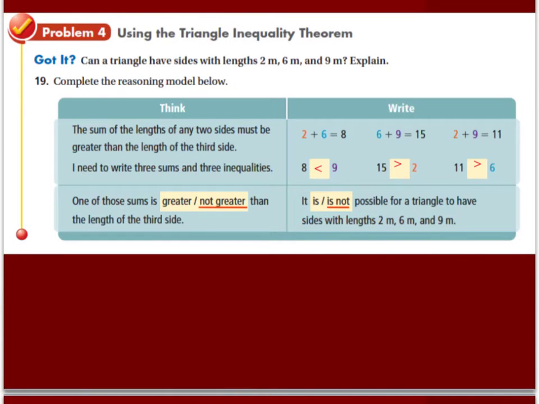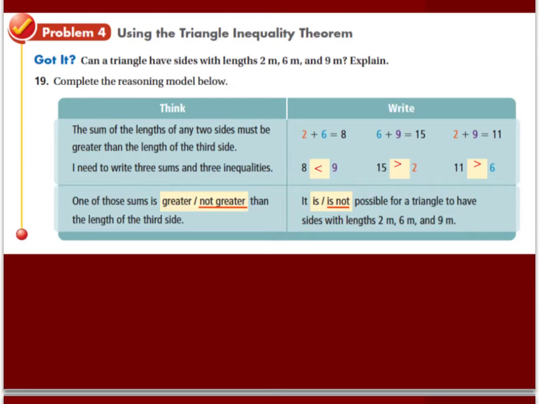So using the triangle inequality theorem, can a triangle have sides with lengths 2 meters, 6 meters, and 9 meters? The first thing we do is the sum of the lengths of any two sides must be greater than the length of the third side. So I need to write the three sums and the three inequalities. 2 plus 6 is 8, 6 plus 9 is 15, 2 plus 9 is 11.